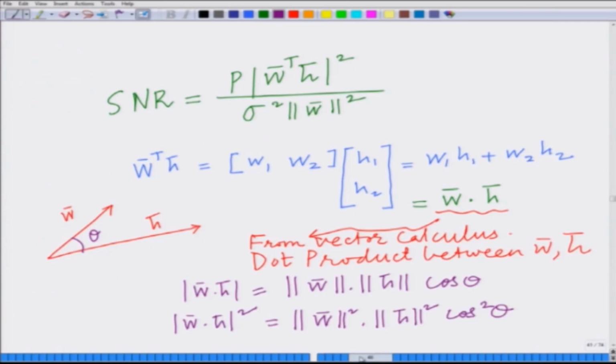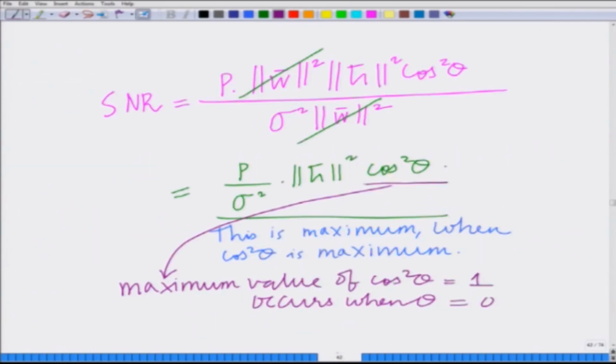Therefore, what we are saying is W bar has to point along the direction of the channel vector H bar. So, for SNR to be maximized, our W bar and H bar should align. Let us say this is my H bar, this is my W bar.